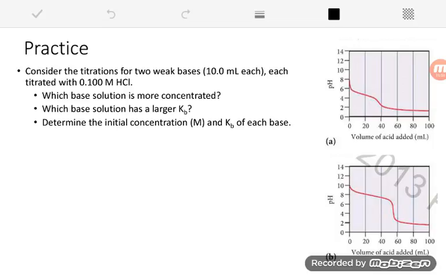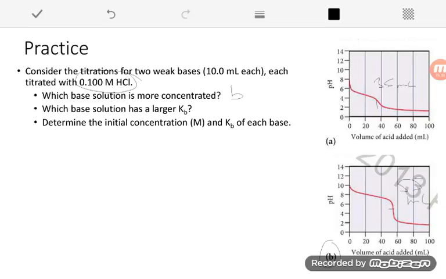Which one's more concentrated? To look at that, I just need to figure out which one required more acid to neutralize it. So they're exactly neutralized at the equivalence point. We can see in this first curve, my equivalence point occurs at maybe about 35 milliliters. Whereas in my second curve, my equivalence point occurs at maybe around 55 milliliters. So since this second curve took more acid to neutralize it, that one is going to be more concentrated. So solution B is going to be more concentrated.